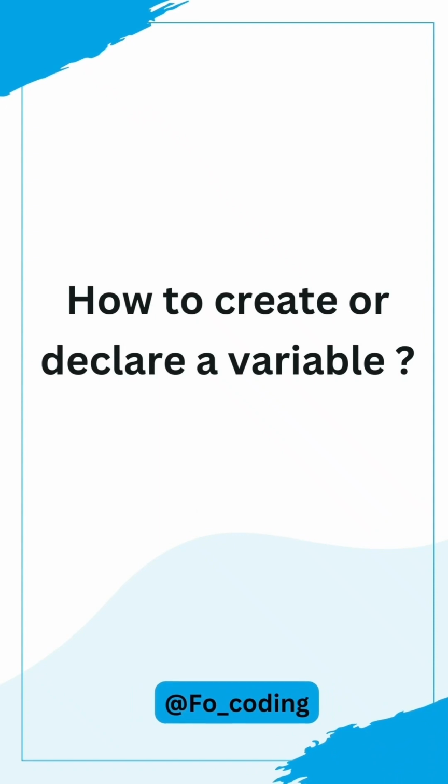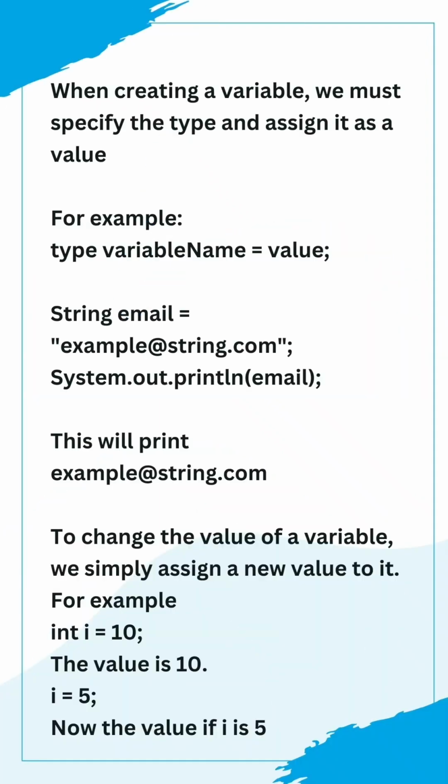How to create or declare a variable. When creating a variable, we must specify the type and assign it a value. For example, type variableName = value. String email = "example@string.com", System.out.println(email). This will print example@string.com.